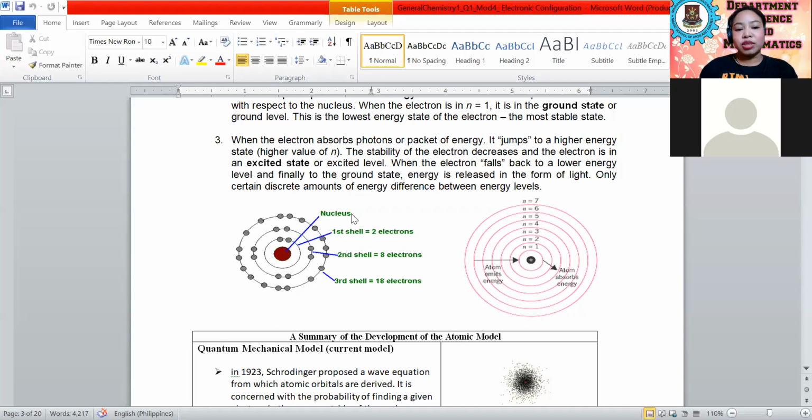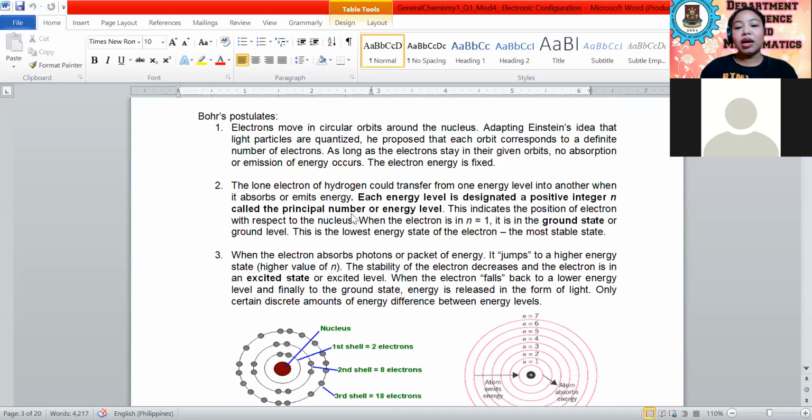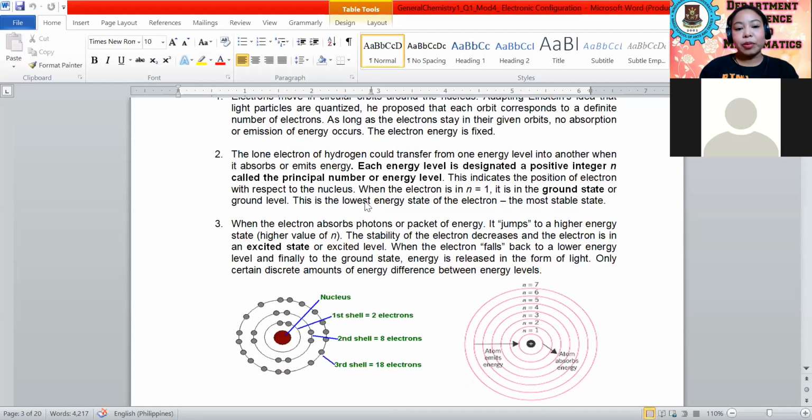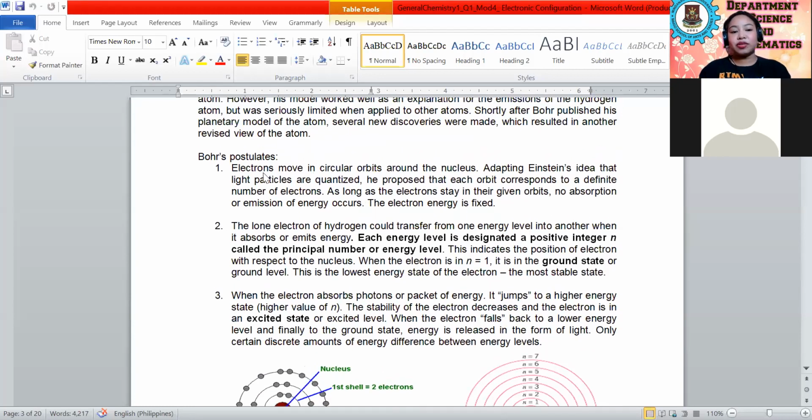Now there are rules in placing this orbit, and Bohr called it the postulates. Electrons move in a circular orbit around the nucleus just like a planet in its orbit, that's why it is called the planetary model, adapting Einstein's idea that light particles are quantized. He proposed that each orbit corresponds to a definite number of electrons. As long as the electrons stay in their given orbit, no absorption or emission of energy occurs. The energy of the electron is fixed.